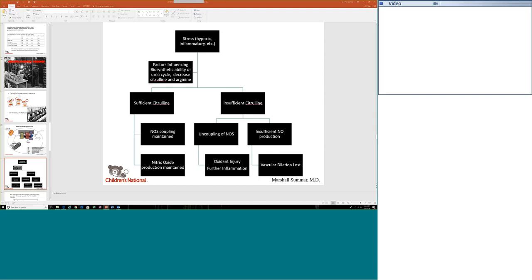So two things happen. One, they can't make enough nitric oxide, so they lose some of their vascular dilation, hence the pulmonary hypertension after cardiac surgery. Or they uncouple their nitric oxide synthase, which results in oxidant injury and further inflammation, and actually a vicious loop that can spiral down very quickly. Well, how do we know that the nitric oxide is responsible for the vascular dilation being lost? Well, the treatment for it is actually nitric oxide gas, which will dilate the blood vessels and restore normal function. The problem with that is the second you turn off the gas, you've got a 20 millisecond period before everything goes away. So there's a lot of rebound from that.